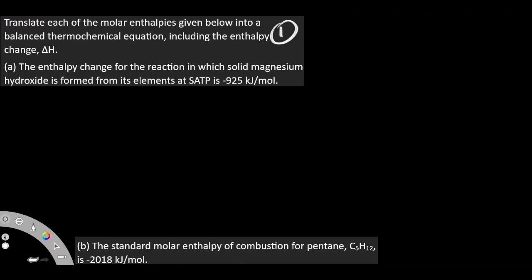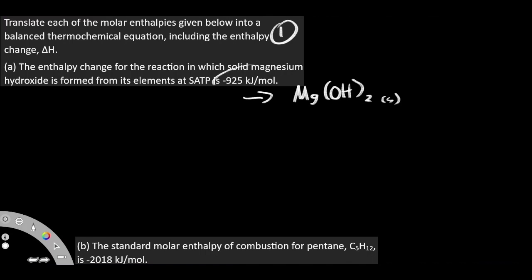The enthalpy change for the reaction in which solid magnesium hydroxide is formed. It's going to be formed. So I'm just going to put MgOH. I'm going to write down our givens as we go along in the question. Mg(OH)2, right? We're going to cross over that charge over here. And again, it says solid, so I'm just going to add a solid over here. Okay, from its elements at SATP.